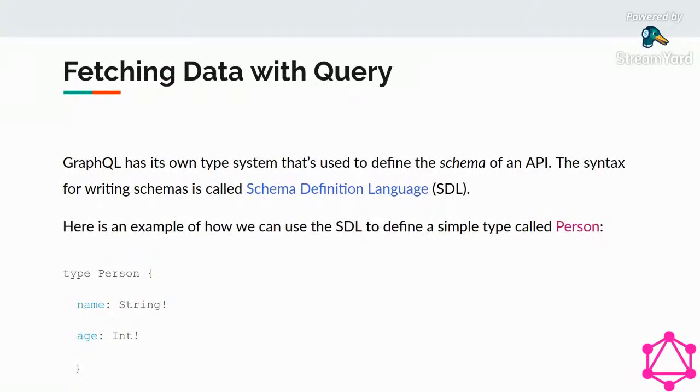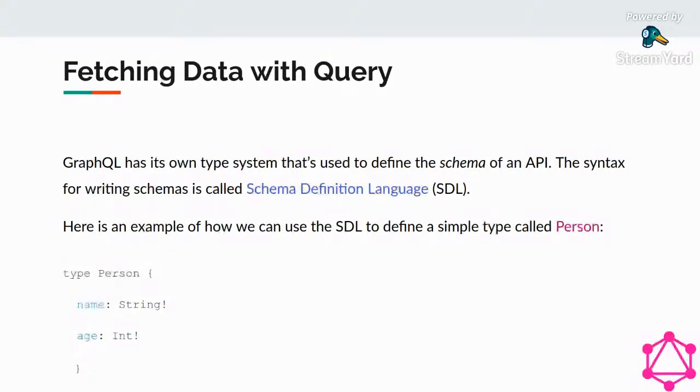It's a great thing. Now, fetching data with a query. We have come to the coding part, in the coding section, meanwhile, how GraphQL works and how you can write some code in GraphQL. GraphQL has its own system used to define the schema for the API. The system for writing schema is called the Schema Definition Language, the SDL. Here is an example of how you can use the SDL to define a type called Person. The name is a string and the age is an integer.